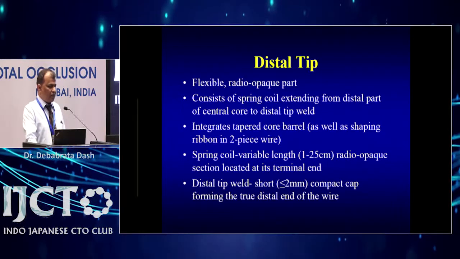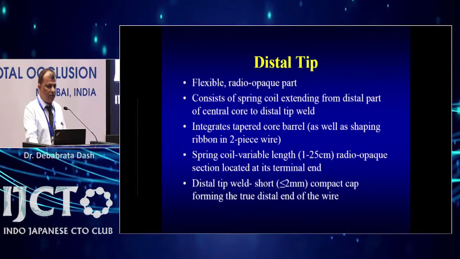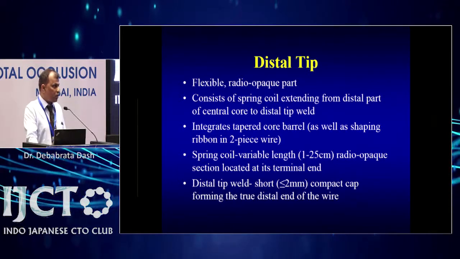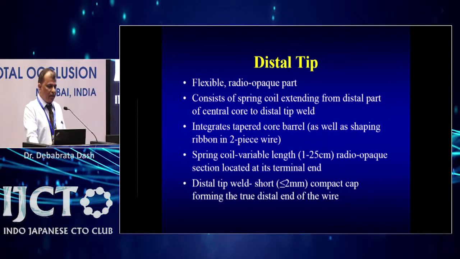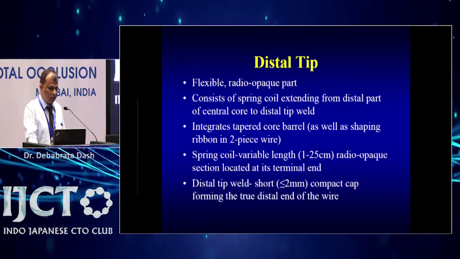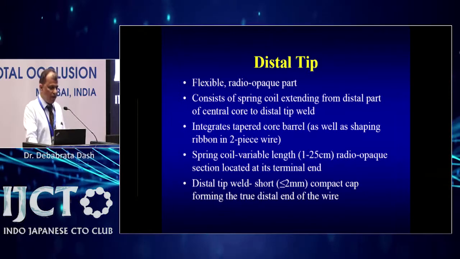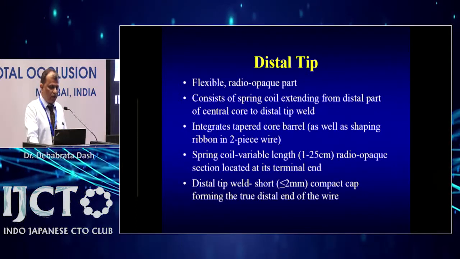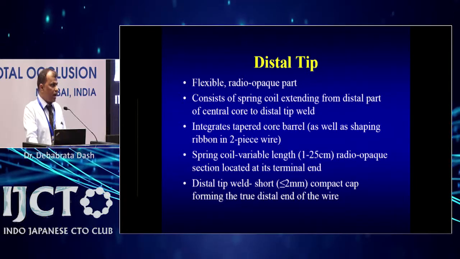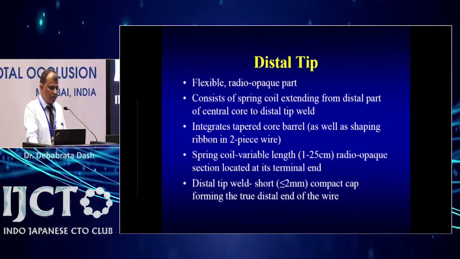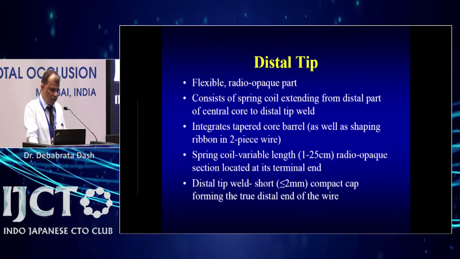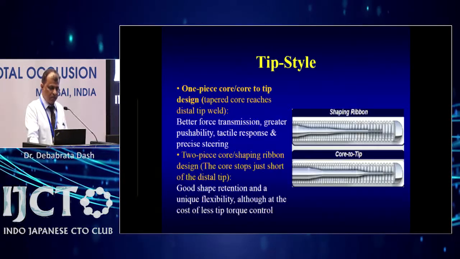The distal tip is a flexible radiopaque part, consisting of spring coil extending from the distal part of the central core to the distal tip weld. It integrates the core, both one piece core and ribbon in two pieces, where spring coil is a variable radiopaque length located at the terminal end, that is 1 to 25 centimeters. Distal tip weld is the compact cap forming the distal end of the wire.